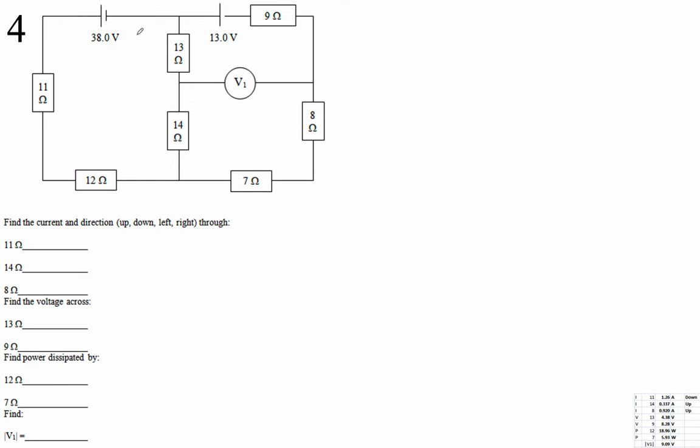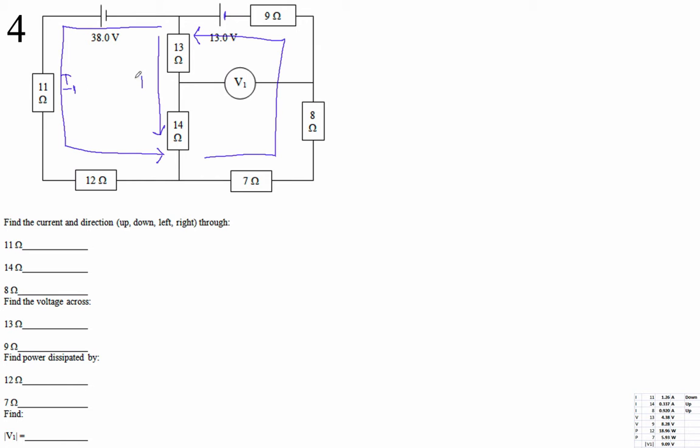Okay, so let's make some guesses here. I'm going to guess that this cell here is pushing current this way. I'm going to guess that this cell whose label got erased is going to push current this way as well. And then I'm going to guess that the current here is going to go this way. So I'm going to call this I1.